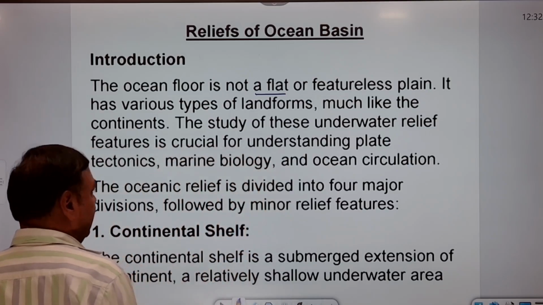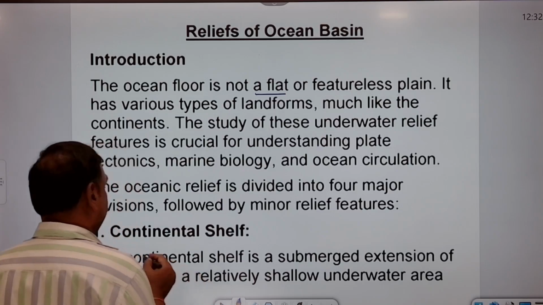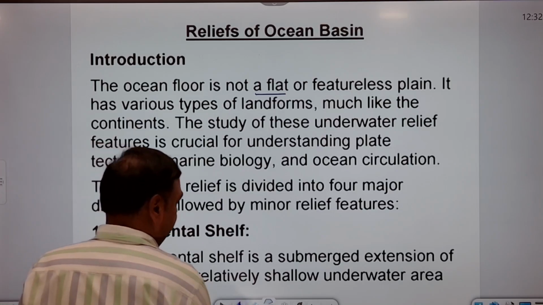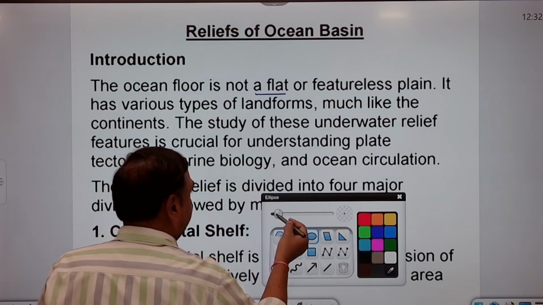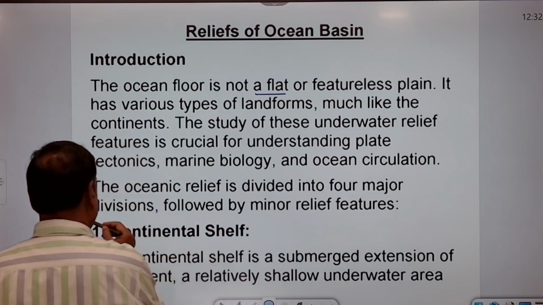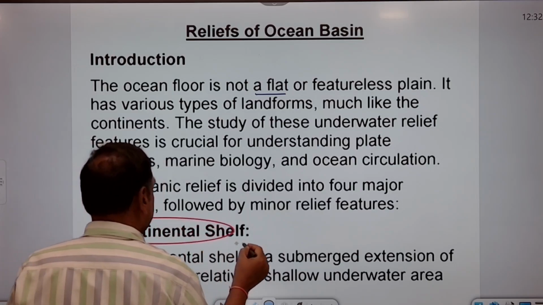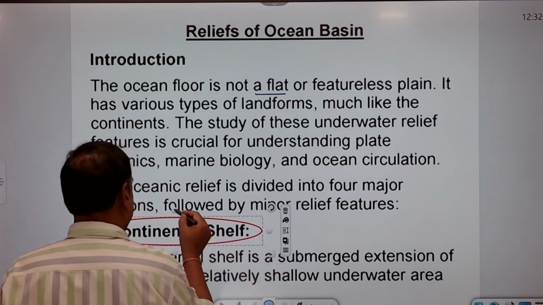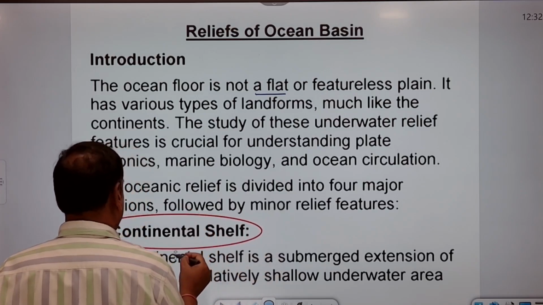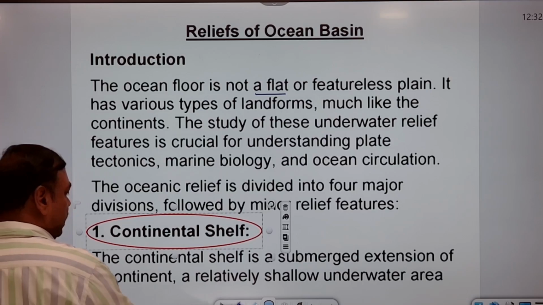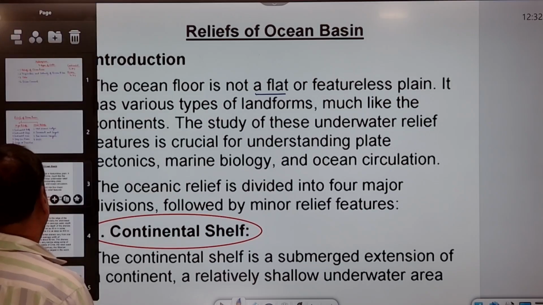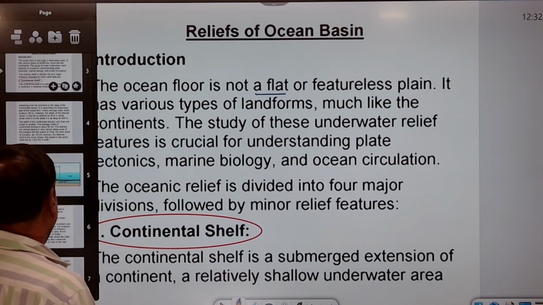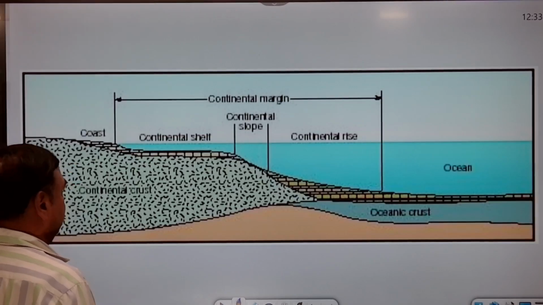So, under the relief features, first of all we have the continental shelf, right, the continental shelf, and here we will discuss what these continental shelves are and how they form parts of the ocean basin, right. These are the continental shelf. So, first of all see this diagram, and from here you can understand the things easily, okay.